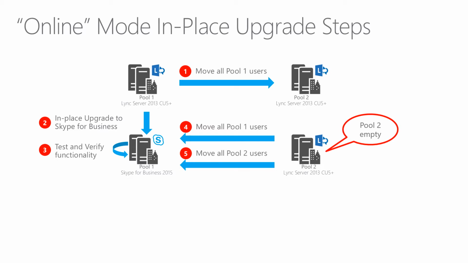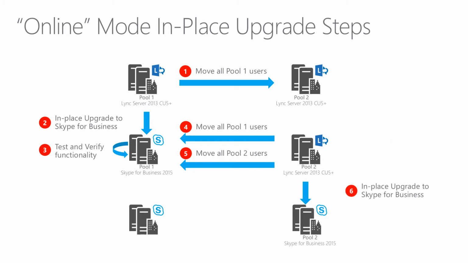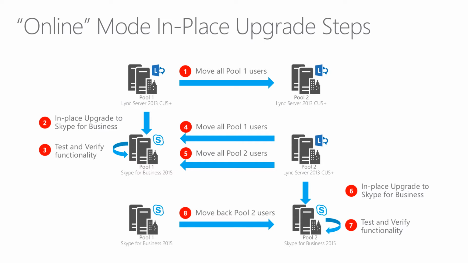Step 5. Move all Pool 2 users to Pool 1. Step 6. Begin the in-place upgrade process on Pool 2. Step 7, once the upgrade process is completed, test and verify. And finally, Step 8, move all users back to Pool 2.